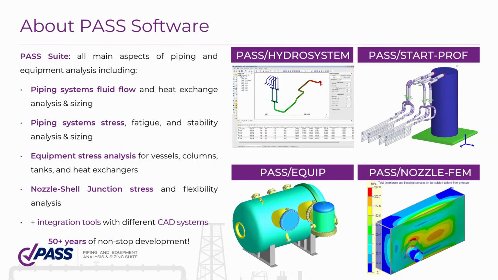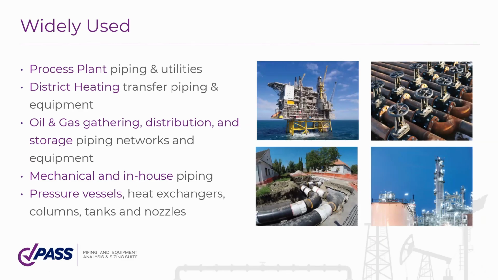So this software is used in different industries, but our main focus is for process plant piping industries, also in district heating, transfer piping and equipment, in oil and gas, of course, for gathering, distribution, storage facilities, piping network equipment, mechanical and in-house piping, and of course, PaaSEquip is used by pressure vessel manufacturers, heat exchanger manufacturers, and other equipment.